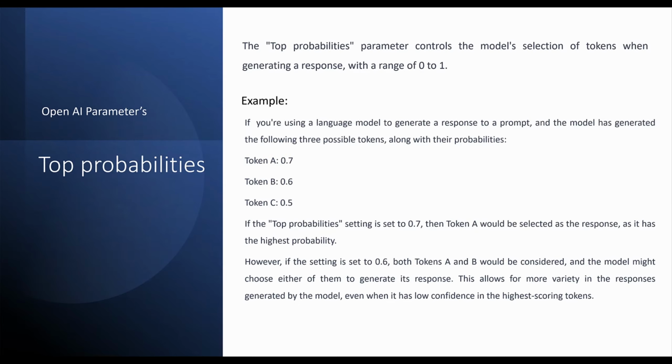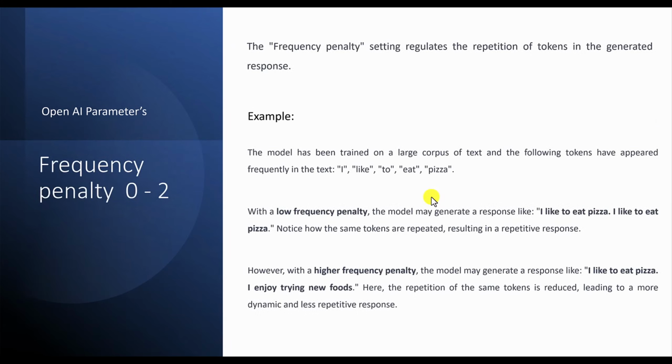The next parameter is frequency penalty. This parameter regulates the repetition of tokens. For example, if you set a low frequency penalty, the model responds to your question like "I like to eat pizza", it always responds like that. If you set a higher frequency penalty, then the model generates a response like "I like to eat pizza." In addition, it will add another statement, like "I enjoy trying new foods also." So the frequency penalty controls the repetition.